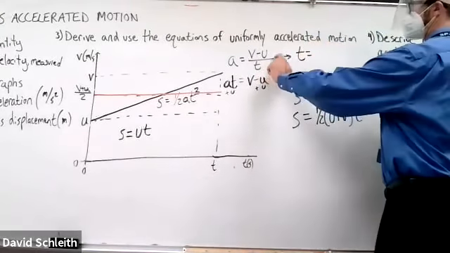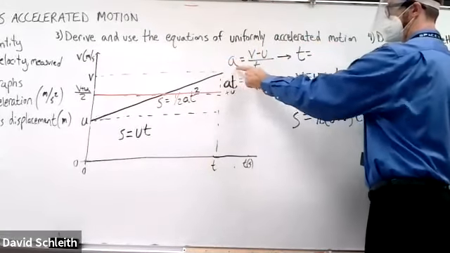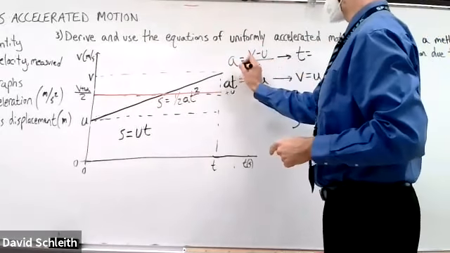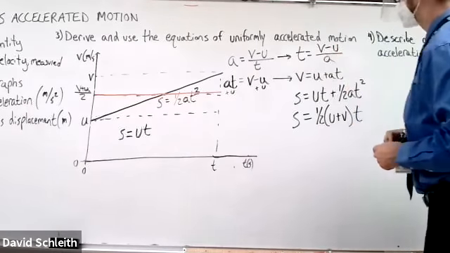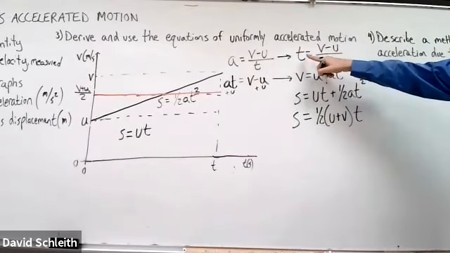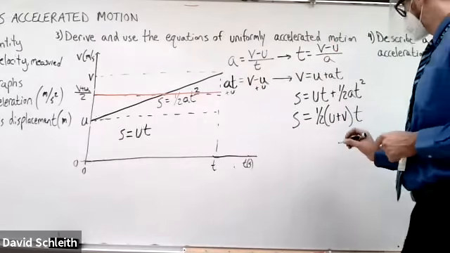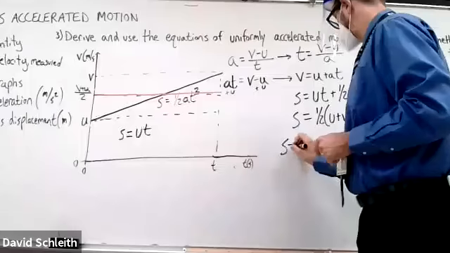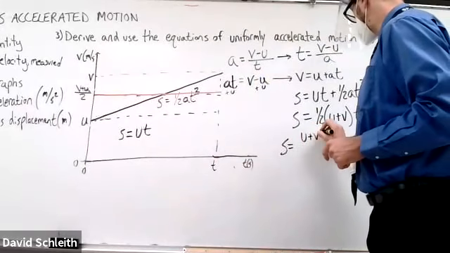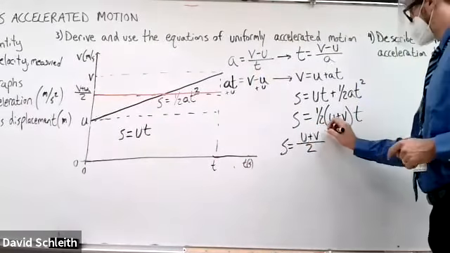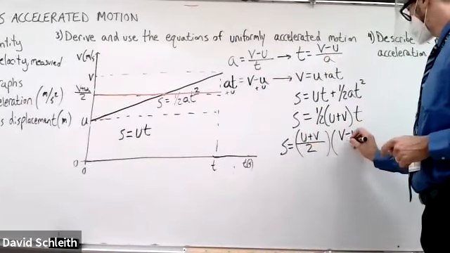In terms of these variables, what is time equal to? Multiply both sides by t, divide both sides by a, or do the old algebra switcheroo, and you can find that t is equal to v minus u over a. So now we will substitute in v minus u over a for t and see what equation we get. So we have s equal to u plus v over 2, times t, and remember t is v minus u over a.